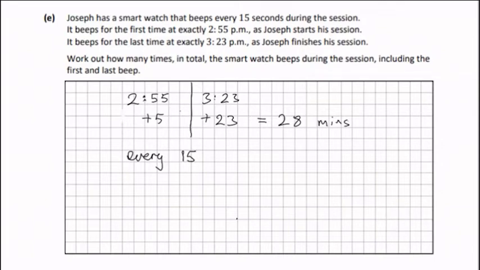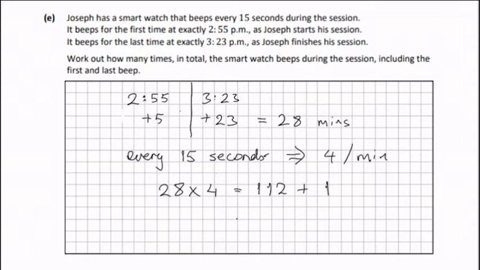So every 15 seconds will give us 4 per minute. Okay, so what about the first and last? So therefore there's 4 per minute. That makes sense. So 28 by 4 is 112 beeps. But we will have to add in the last, plus 1. That's the last beep. That's 28 minutes, for 4 per minute plus the last, so that's 113 beeps.